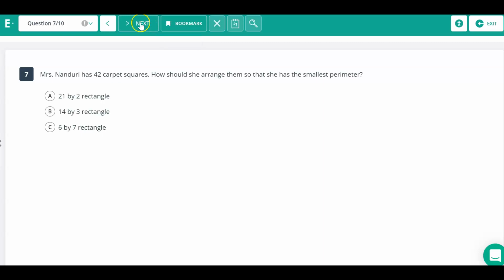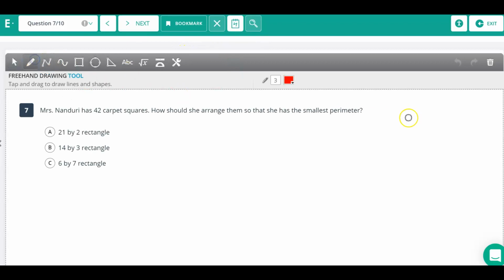Number 7, we'll have to draw another picture. This one we are looking at perimeter. Perimeter, we add. I want you to think of that shape. Perimeter, we add. We do not multiply. Perimeter, we add all the sides. So Mrs. Ninduri has 42 carpet squares. How should she arrange them so that they have the smallest perimeter?